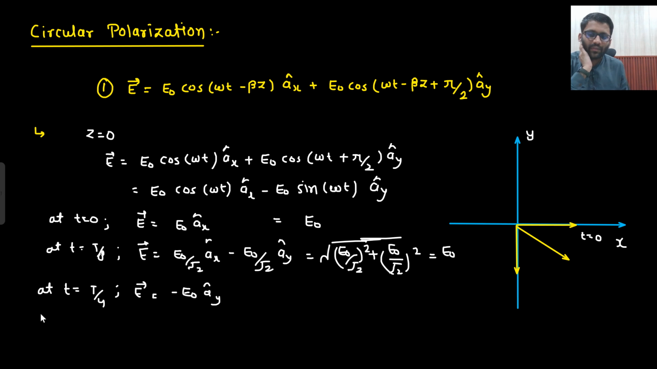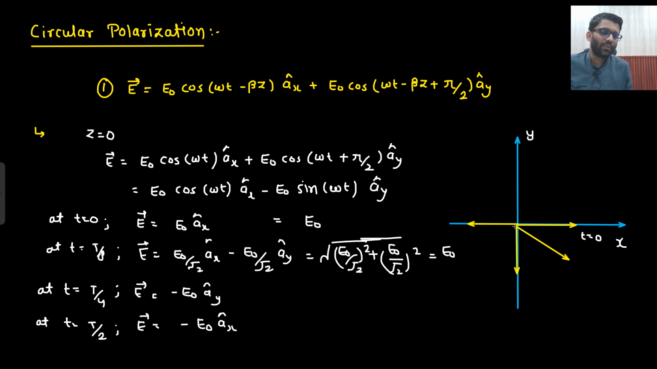At one more direction we will check. Let's check at t equals t by 2. You can check at 3t by 4 as well. I am checking at t by 2. So what are you going to get? 2 pi by t into t by 2, that will be pi only. So cos pi is minus 1, so minus E naught ax cap, and sin pi is 0. So minus E naught ax cap. So this is where we are getting.